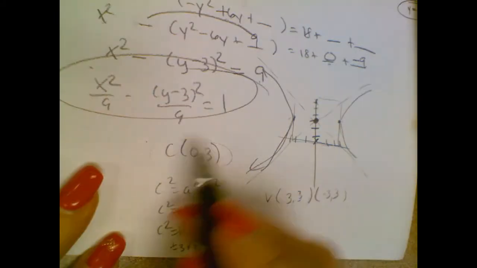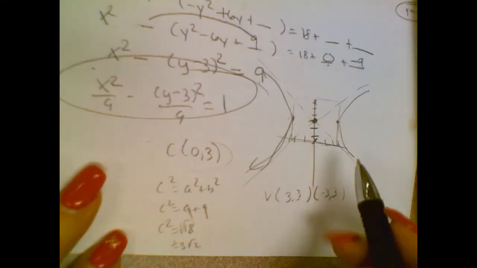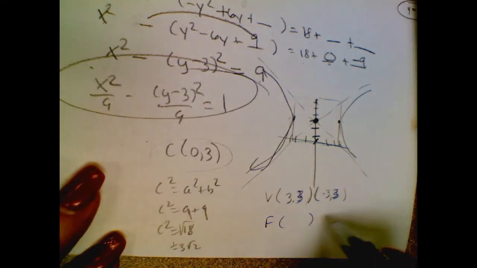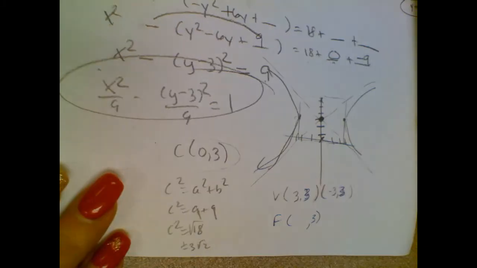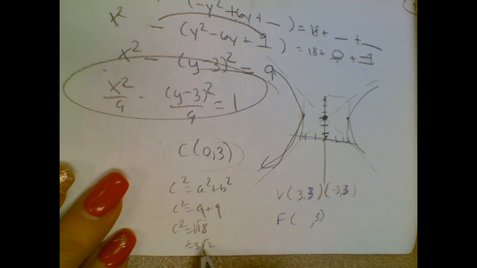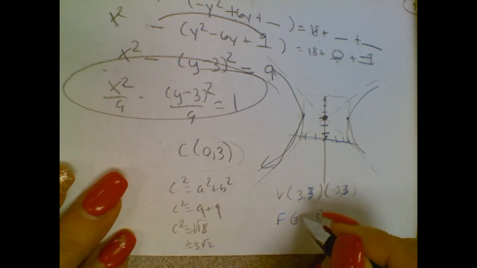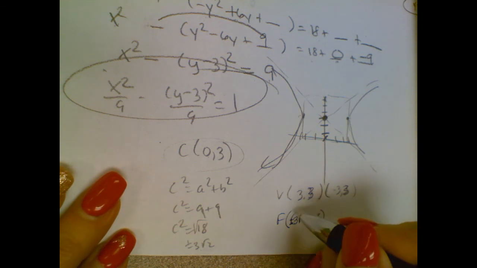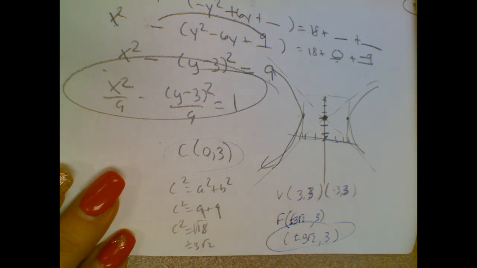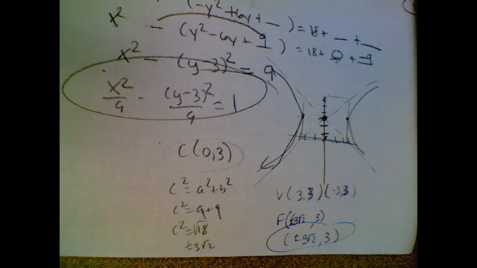If you notice, in all 3 of these ordered pairs, center and vertices, the y coordinates are 3 in all of them. So in your foci, they're also going to have a 3 in the y coordinate. And you're going to take this x, 0, and you're going to add and subtract 3 radical 2. So I really don't need the 0 in there, but I do need the plus or minus 3 radical 2. So it's plus or minus 3 radical 2 and 3. That's your foci. Done. 44 minutes later.